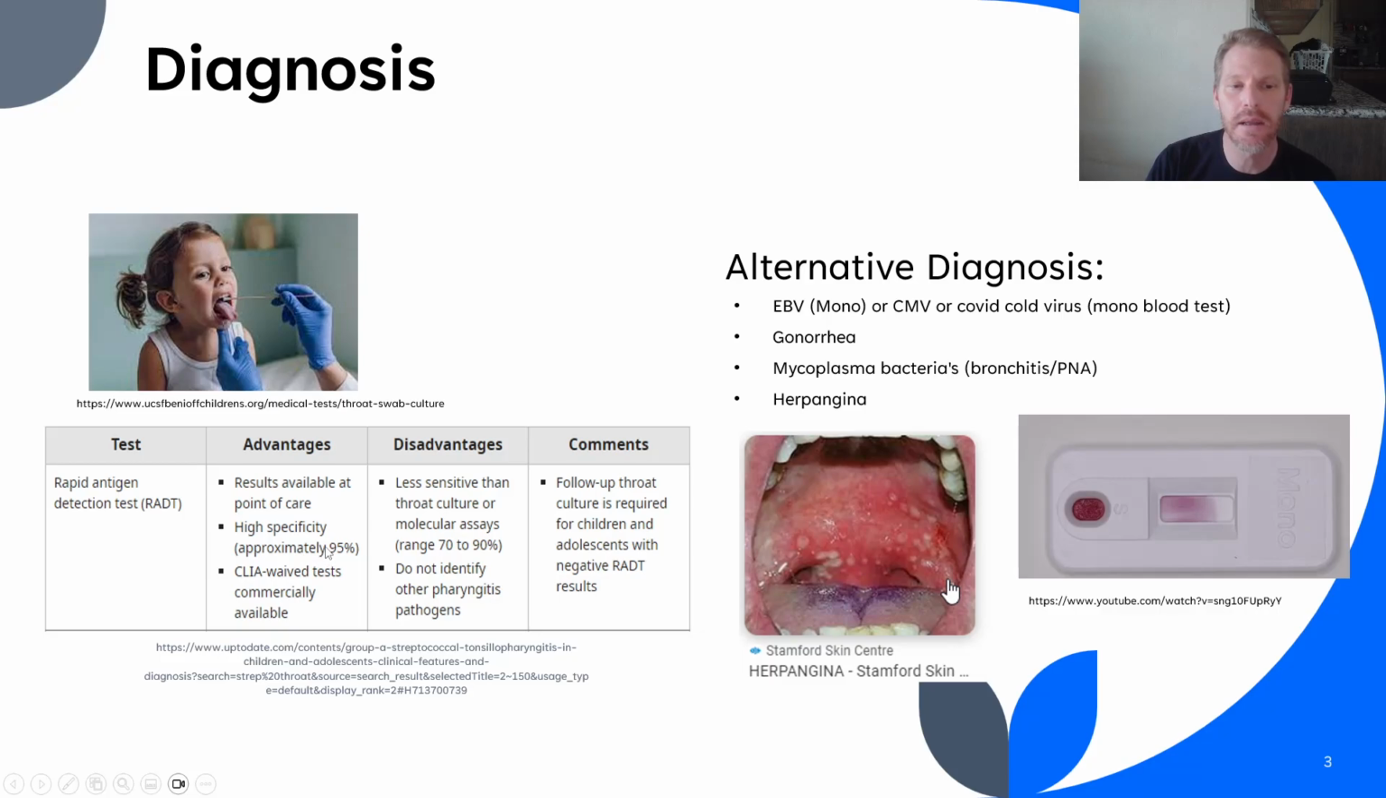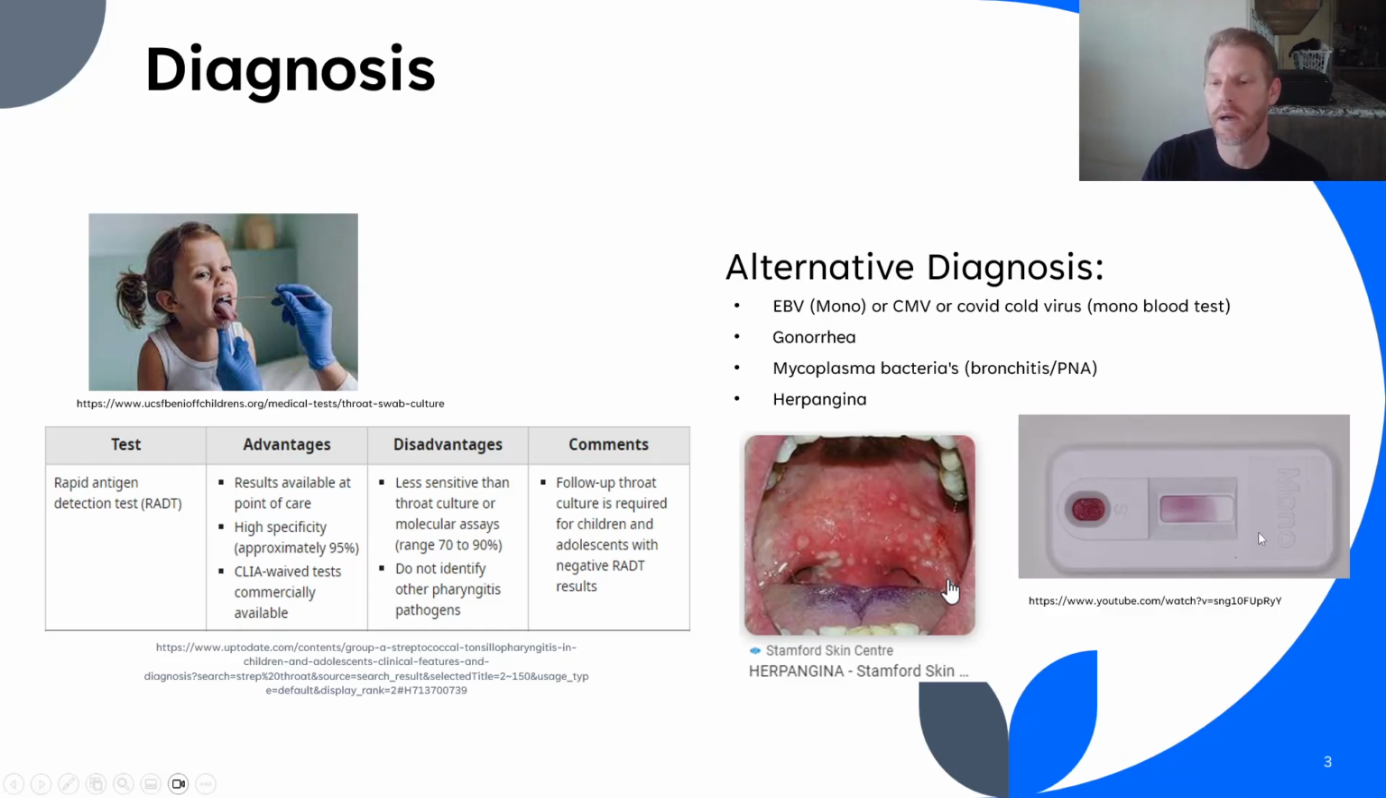Sensitivity can be lower. You can get false negatives, but generally it can help guide treatment. And obviously as a clinician, you have to use your gestalt to determine: if I have a false negative, but everything is looking like strep throat, you have to make a clinical decision on that. You can follow up and do a monospot test.